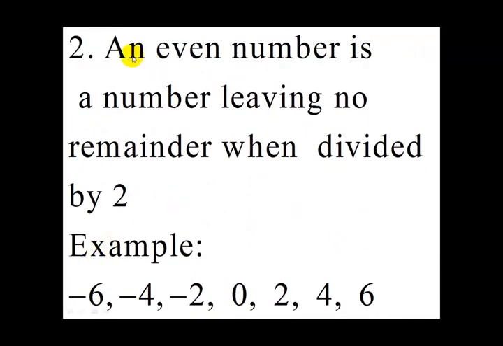Now, let's look at an even number. An even number is a number leaving no remainder when divided by 2. These are examples of an even number: minus 6, minus 4, minus 2, 0, 2, 4, 6. When we divide an even number by 2, it leaves no remainder. Take note, it leaves no remainder.